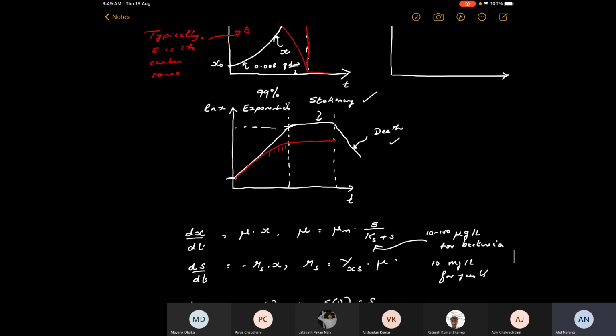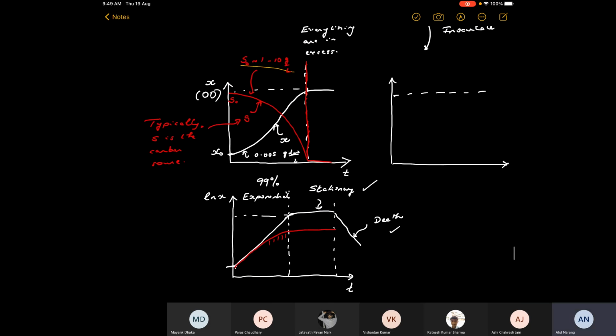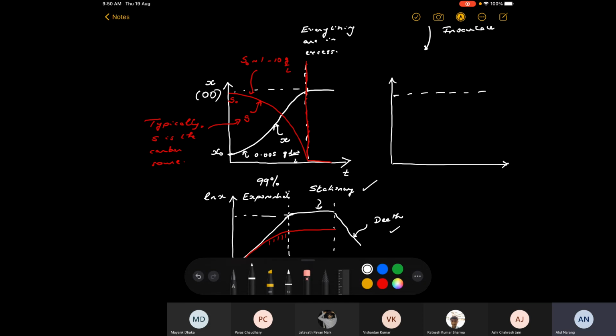Let me draw. You can see the picture here, right? This is what I told you the data looks like. This is what the biomass concentration looks like. And in red is what the substrate looks like. At the end of exponential growth, S has actually fallen down to levels comparable to Ks. Can you now see what is the paradox? Why does X keep on increasing, whereas you can see right here that the X actually plateaus out?